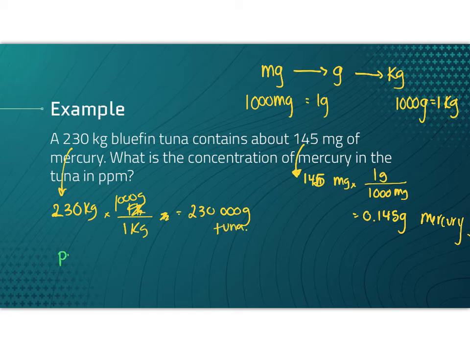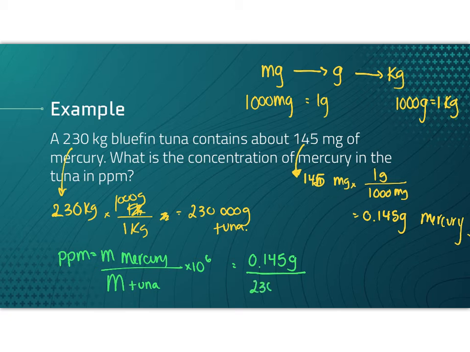So to calculate the parts per million, we're going to use the mass of the mercury divided by the mass of the tuna fish itself times 10 to the 6. So 0.145 grams of mercury divided by 230,000 grams of tuna times 1 million. What I end up with for a concentration, or parts per million, is 0.630 parts per million. So small.